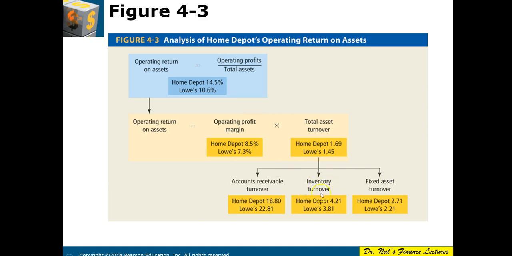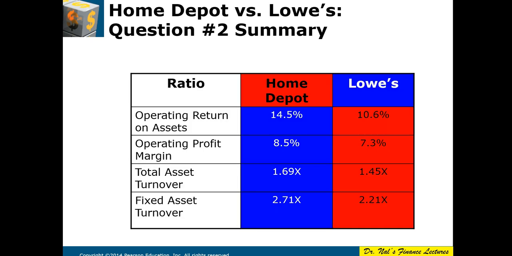So maybe we need to have a closer look at our inventory management system, right? Maybe we need to improve on the technology we use in terms of managing those inventories. All right, so this is the summary that we get by just looking into the operating return on assets and its subcomponents, comparing Home Depot and Lowe's accordingly.